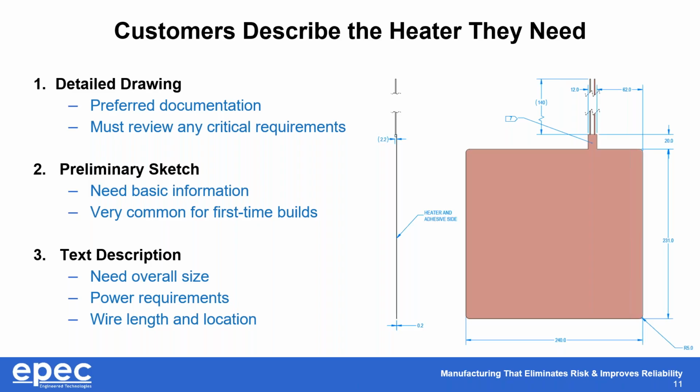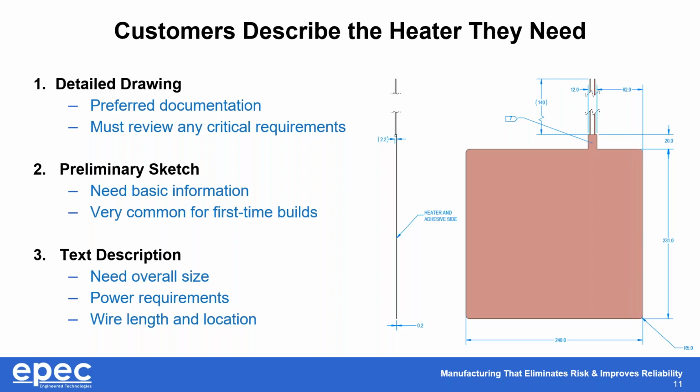Another way customers communicate these types of requirements to us is through some kind of preliminary sketch. Some people call those a napkin sketch or some kind of other preliminary document, but typically it's a very basic document with minimal information. There must be enough for us, though, to quote and have a conversation to better understand what the customer is trying to do.